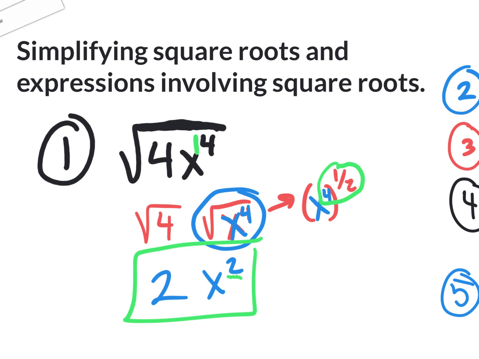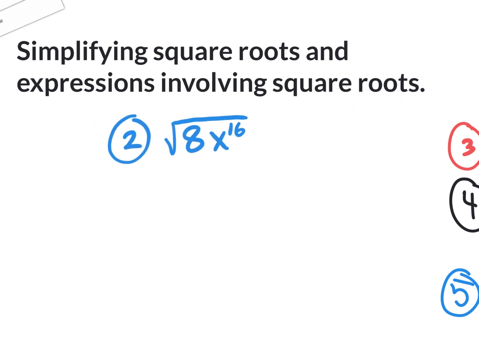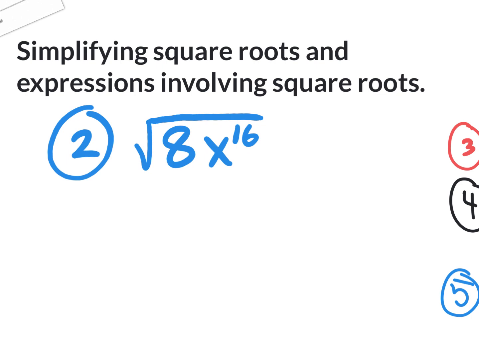But anyway, let's do a couple more simplification problems. But, of course, we're going to increase the challenge in these questions. So we have the square root of 8x to the 16th. What do I do first? Separate them, right? Put the square root on each one. Let's put the square root on the 8. Put the square root on the x to the 16th.